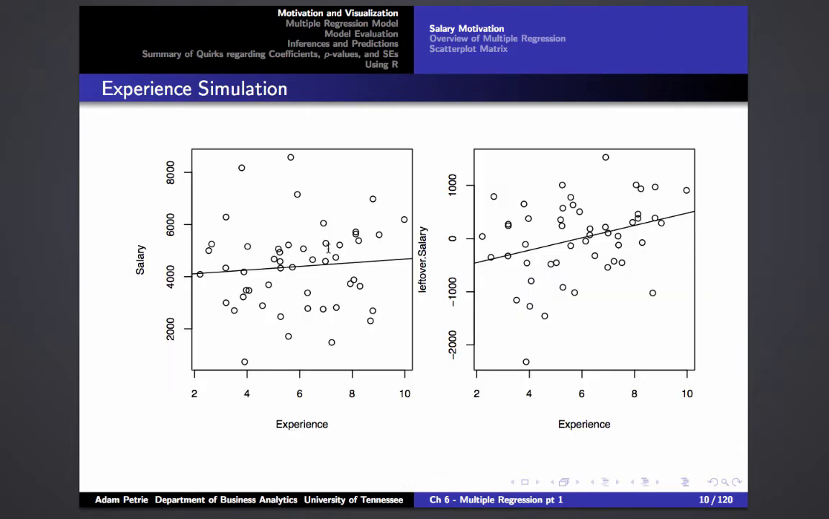So here's a scatter plot representing what we just talked about. Salary and experience just by itself has a very weak positive association that we saw was not statistically significant. But if we look at the leftover salary that's not accounted for by someone's education, we see a much stronger association between that and experience. In fact, it was statistically significant.